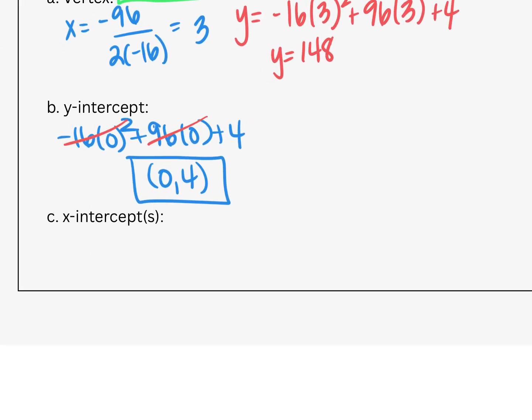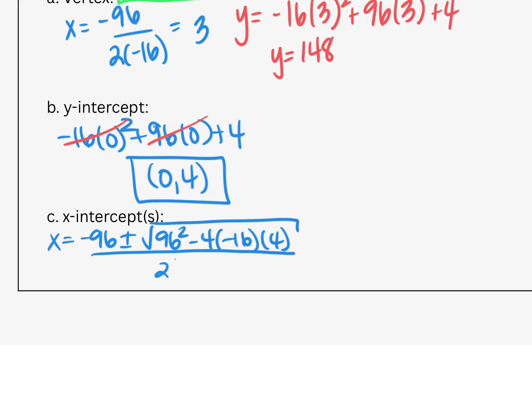Okay, and then lastly, for the x-intercepts, we are going to use the quadratic formula. So opposite of b would be negative 96 plus or minus the square root of 96 squared minus 4 times a, which is negative 16, times c, which is 4, all over 2 times a, again, which is negative 16. So that gets me negative 96 plus or minus the square root of 9,472 all over negative 32.